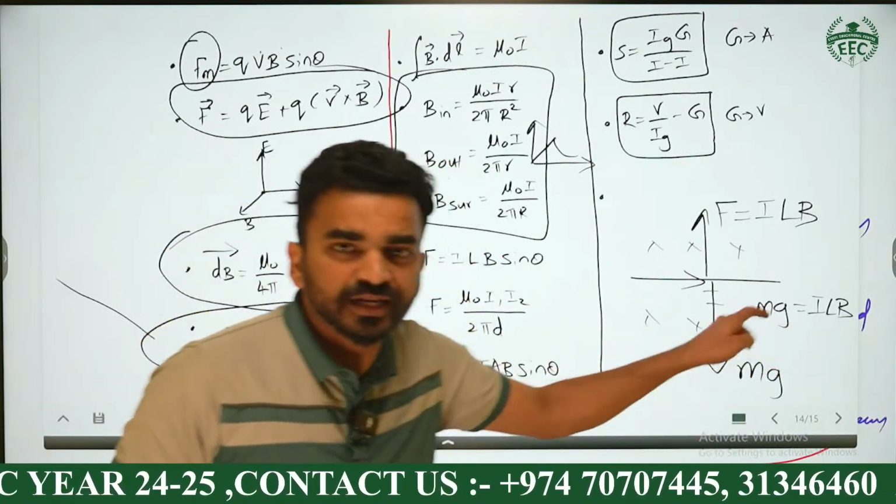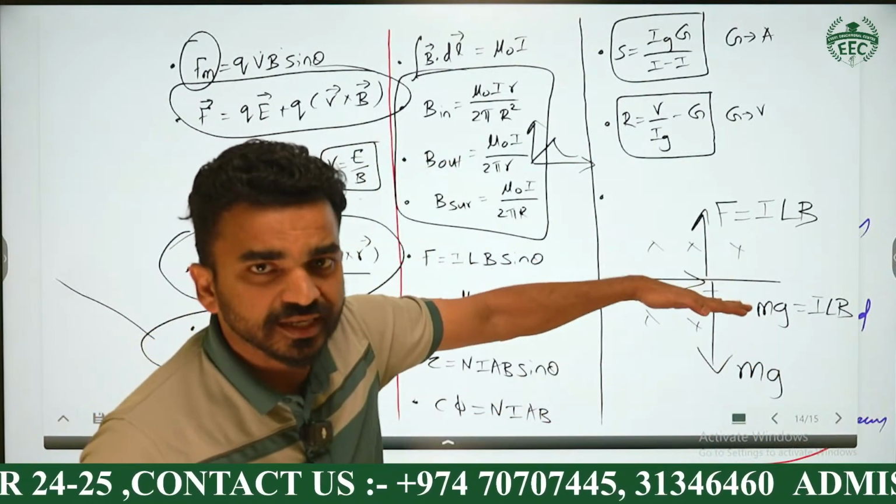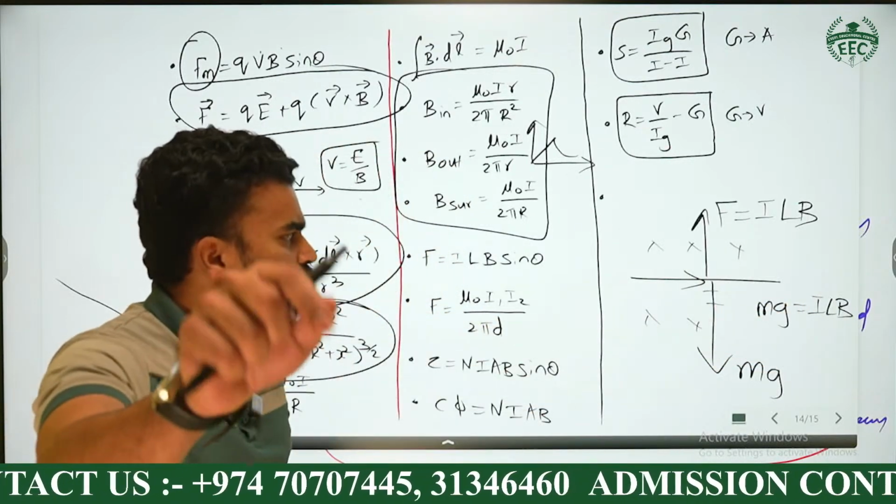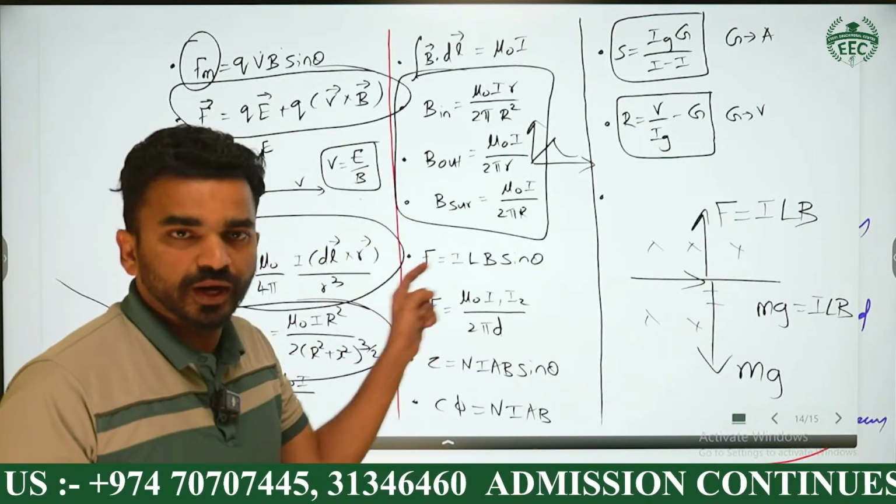What is the required magnetic field for keeping a conductor in mid-air? You can find the B value here. That's a very famous question. Don't forget about that. Okay, F is equal to ILB sin theta.